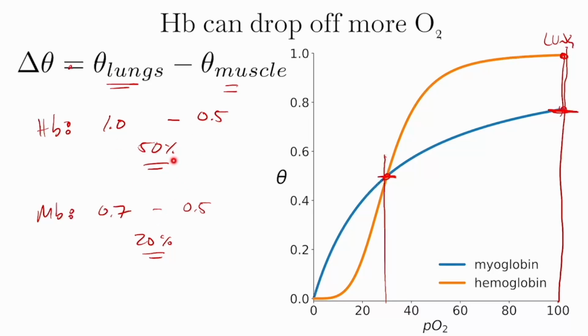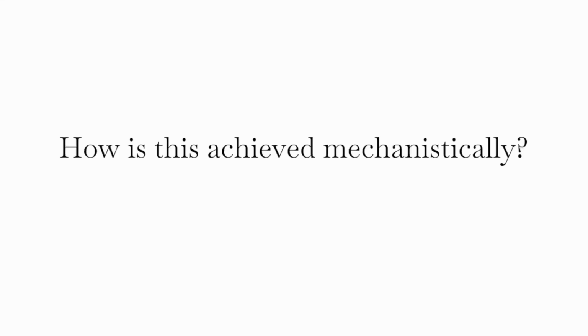Hemoglobin unloads 50% right here, so it's unloading 50% of its cargo every time. There are some more complexities that I'm not going to get into in this video, but there are pH effects and everything that can make it drop off even more, more like 90% of its load. But even if it's only 50%, it's dropping off a larger fraction of its load every time around. So it's more efficient as a delivery molecule than myoglobin would be if it was a delivery molecule.